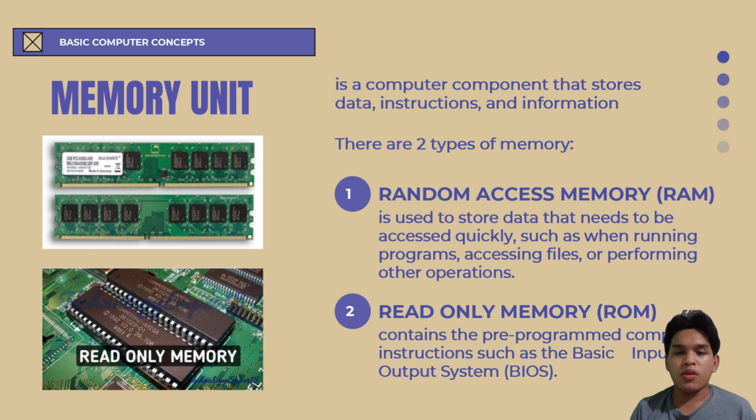RAM, or random access memory, is used to store data that needs to be accessed quickly, such as when running programs, accessing files, or performing other operations. And the second picture shows the ROM, or read-only memory. It contains pre-programmed computer instructions such as the basic input-output system, or the BIOS. It holds the permanent instructions that help the computer to start up.